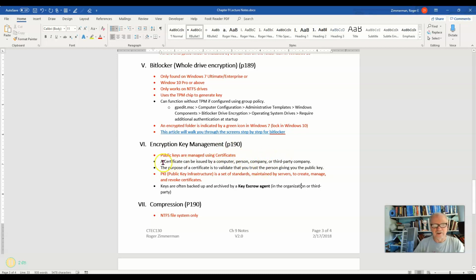Now, it is also possible for me as a server owner to issue my own certificates, but that means that the computers in my organization have to be set up to trust those certificates rather than the ones that are already set up inside of Microsoft that they trust from certain certificate authorities.